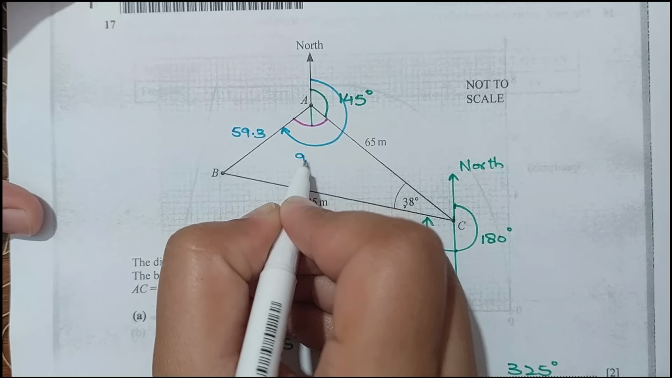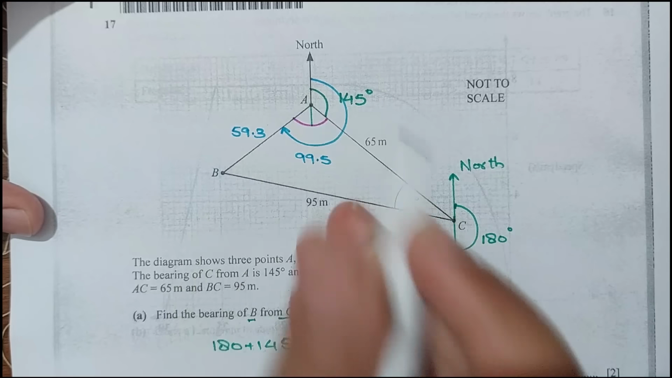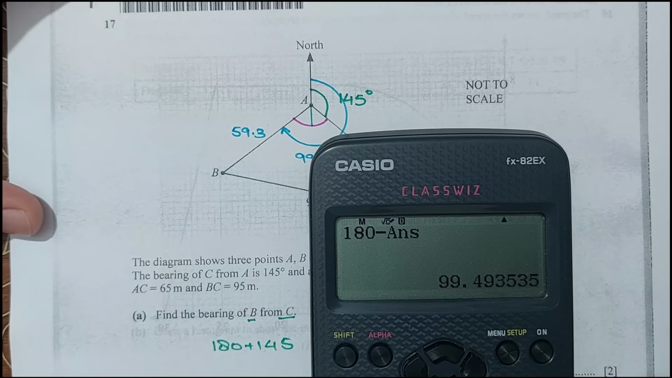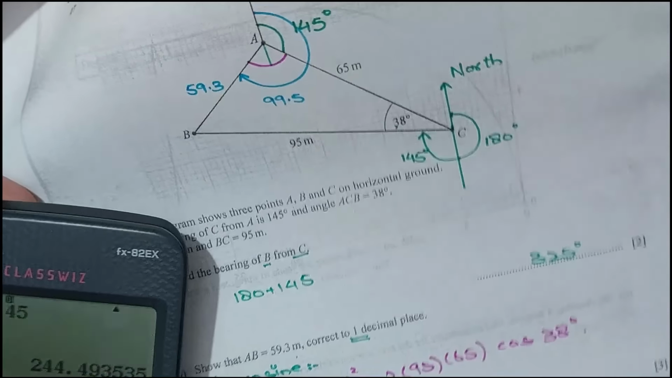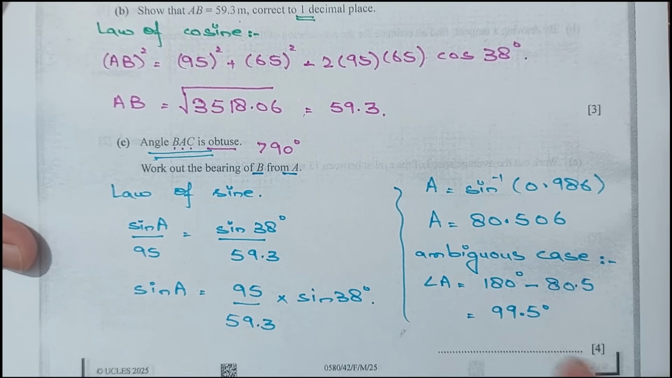So this angle is 99.5. So the bearing is 99.5, you add 145. The bearing is 244.5. So the bearing is 244.5 degrees, or we can round it to 245 degrees.